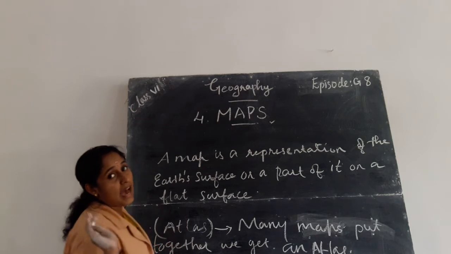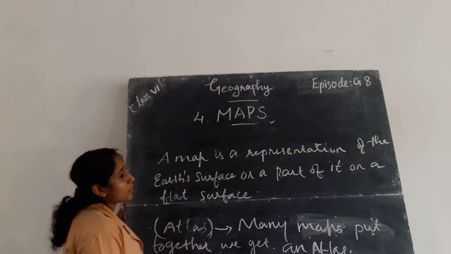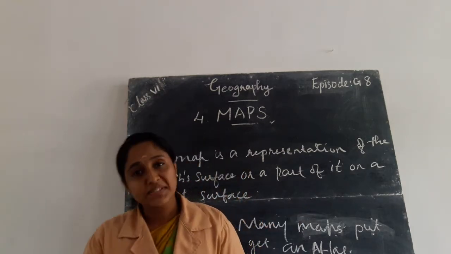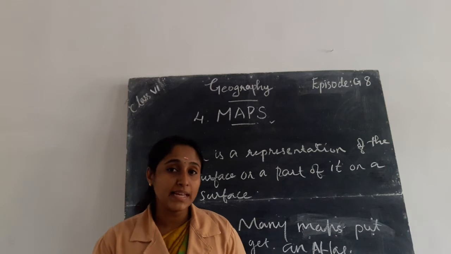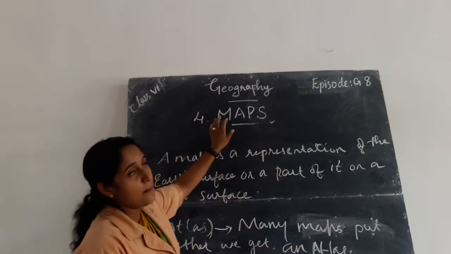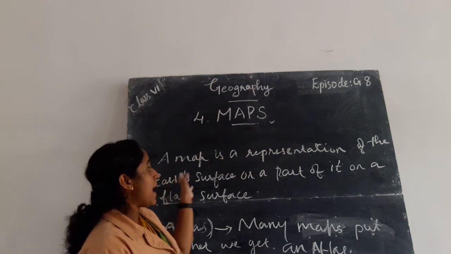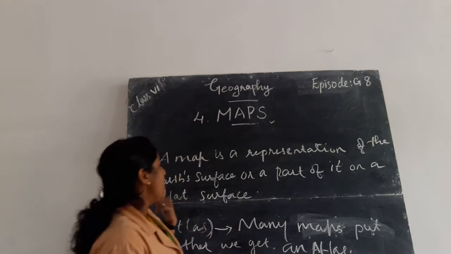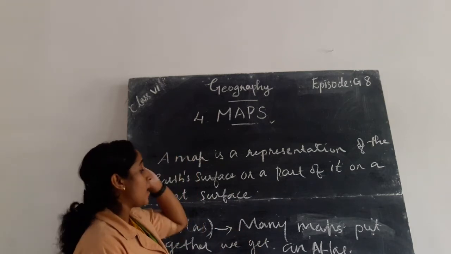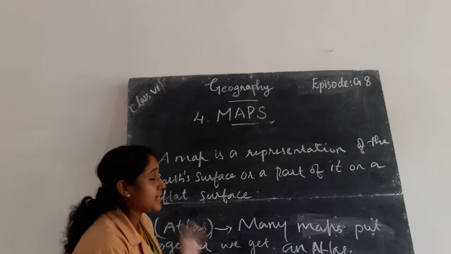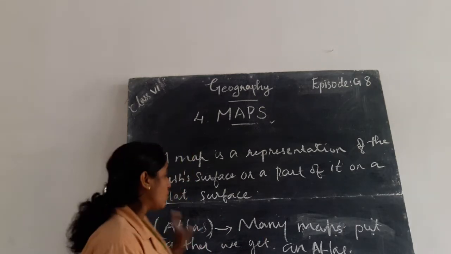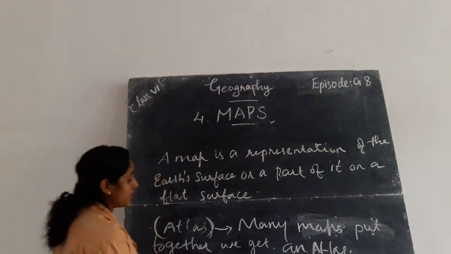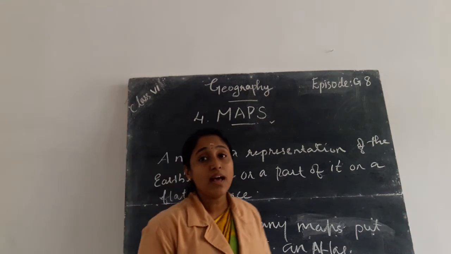It is called an atlas. So we study a particular area or a country, district, state, town or village, and in that situation we use maps. What do you mean by maps? A map is a representation of the earth's surface or a part of it on a flat surface. Many maps put together, we get an atlas. So, what is an atlas? An atlas is a group of maps in the form of a book. That is called an atlas.